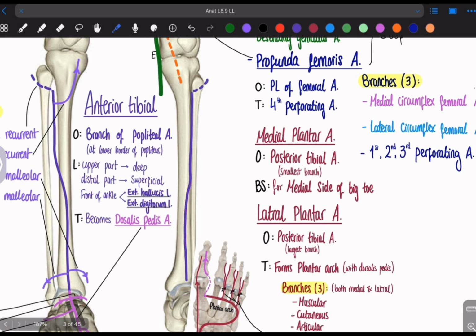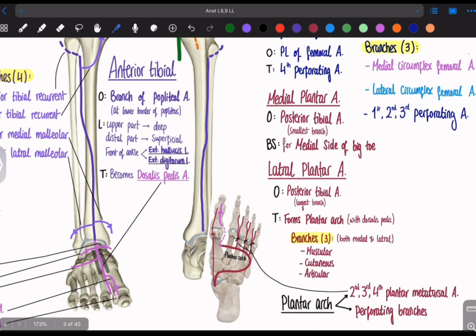This is a side view a little. Let's see here. This is right in front of us. So here we have the anterior tibial coming from the back, from the posterior side, from the knee. It's continuing here, it's deep, but then here it starts becoming superficial. In the upper part it's deep and then it becomes superficial.